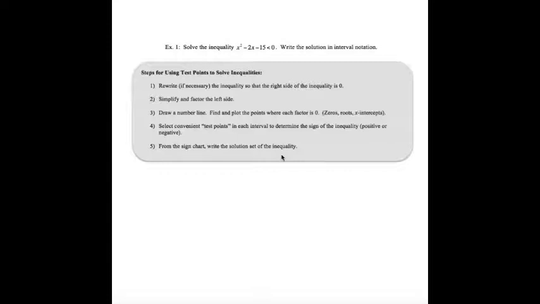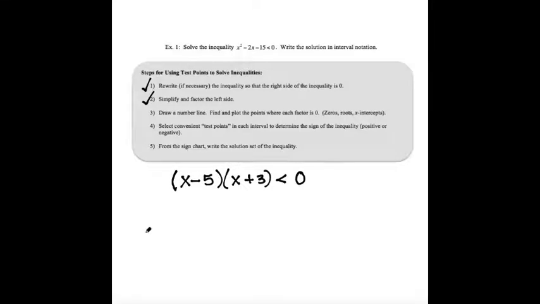I would pause the video at this point and factor the left-hand side on your own just for practice. Okay, so now when I factor the left-hand side, that's going to give me x minus 5 and x plus 3 is less than 0. Okay, so I just factored the left-hand side. So I've done step 1, done step 2.